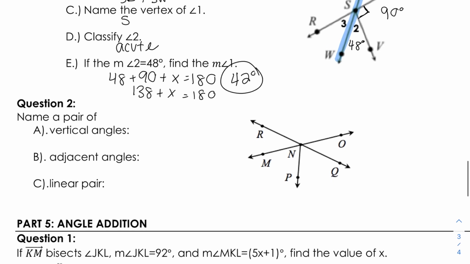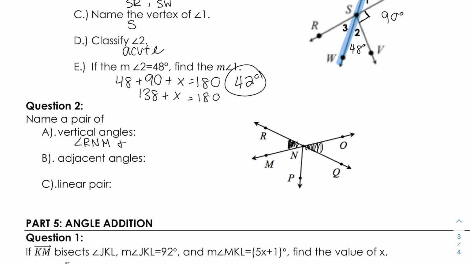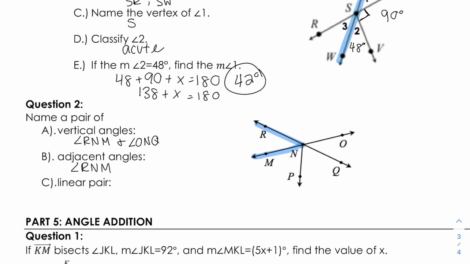Okay, question 2. This is our angle relationships. Name a pair of vertical angles. Well, I can say angle RNM and the one directly across from it, ONQ. A pair of adjacent angles just have to have a common side. So if I pick angle RNM again, I'm going to make sure I keep that common side, so I'm going to say MNP.